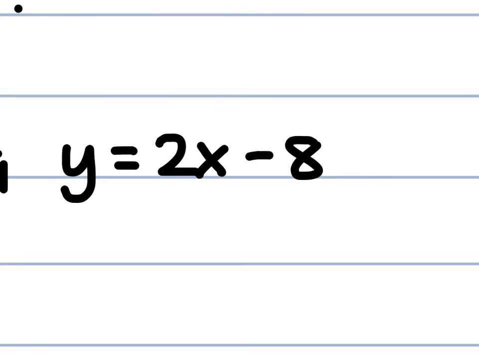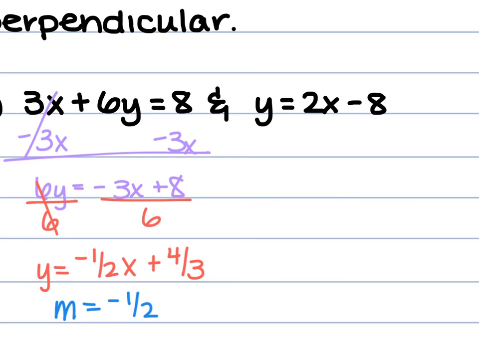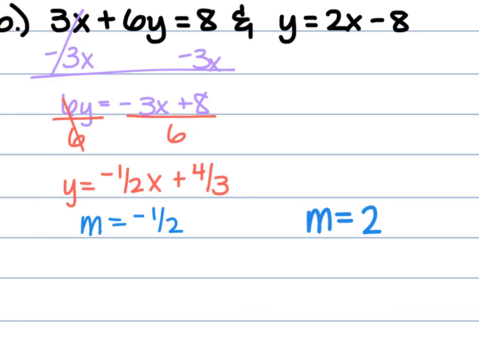For our other one, we have y is equal to 2x plus 8. Our slope for this one is just a positive 2 or 2 over 1. 2 or 2 over 1 is the reciprocal of 1/2. And it's also opposite signs, so these two lines are perpendicular.